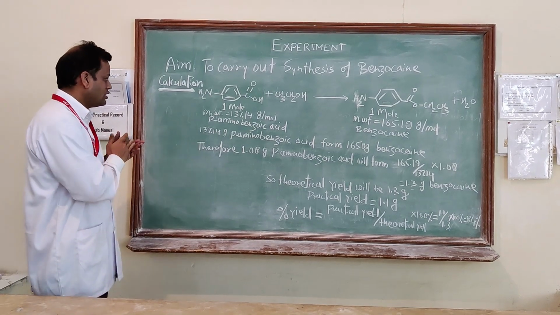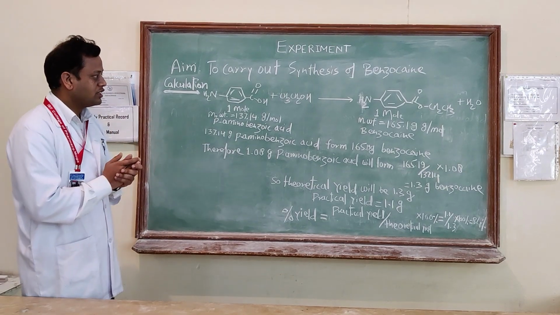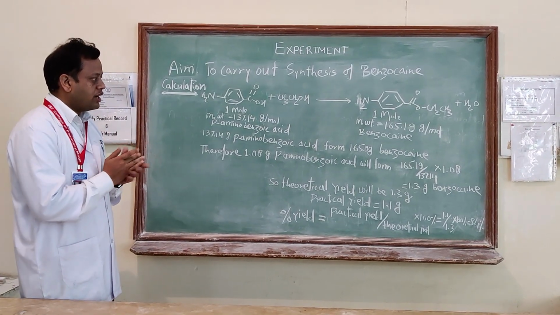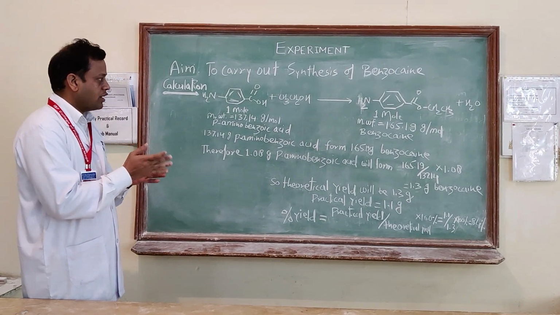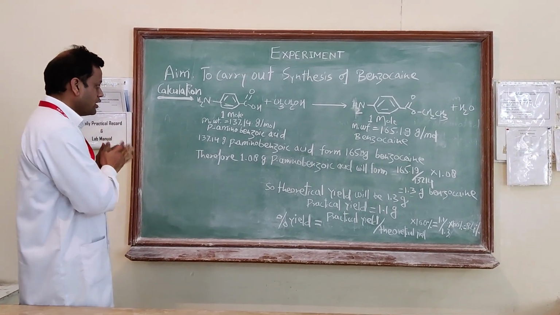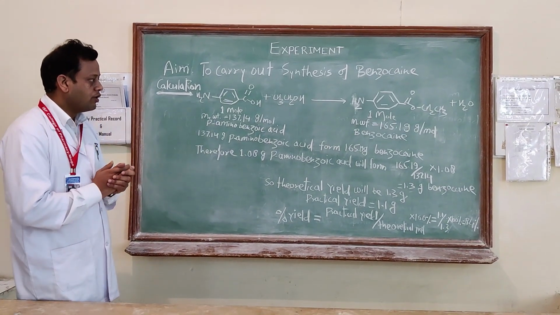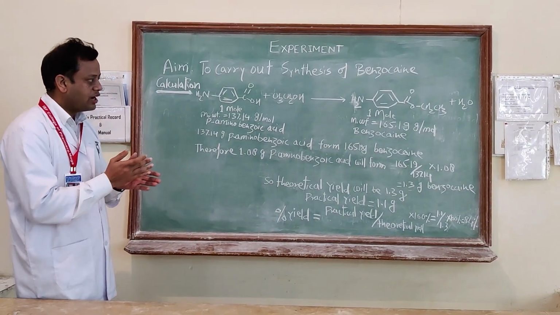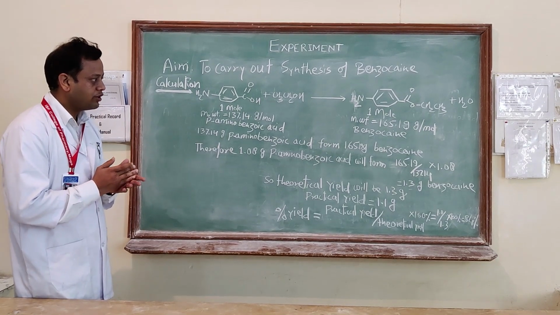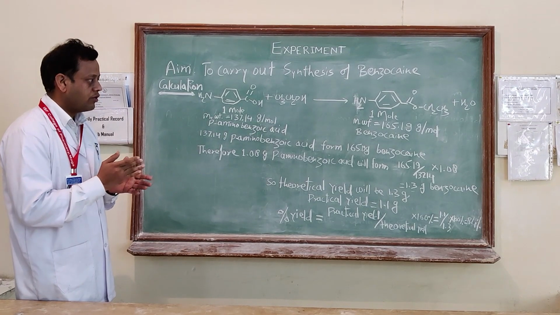So 137.14 gram para-aminobenzoic acid gives 165.19 gram of benzocaine, because 1 mole gives 1 mole of benzocaine. Therefore, 1.08 gram para-aminobenzoic acid will form 165.19 upon 137.14 into 1.08, which is equal to 1.3 gram of benzocaine.